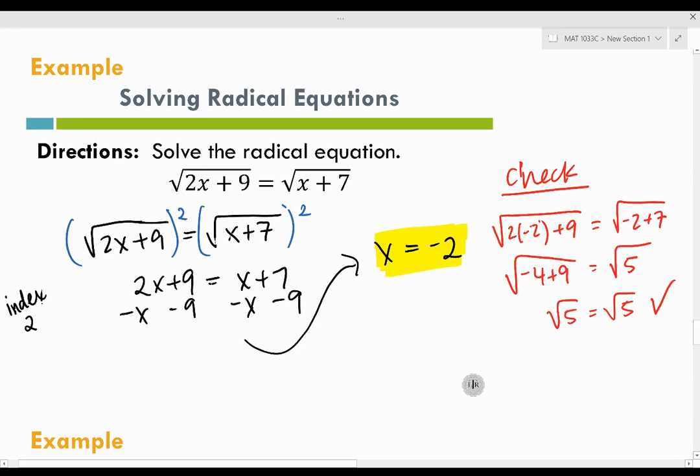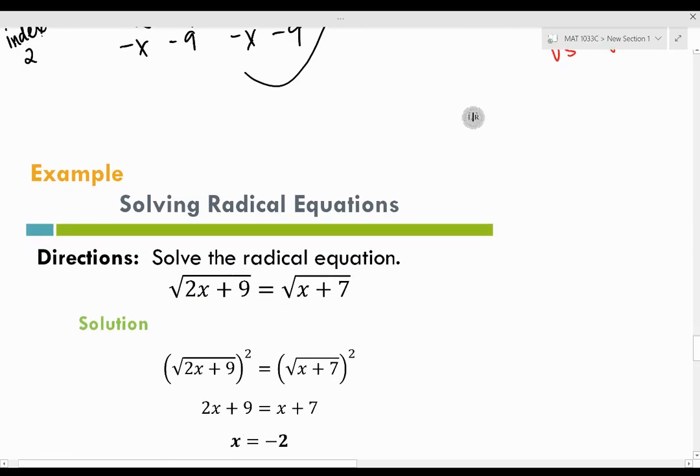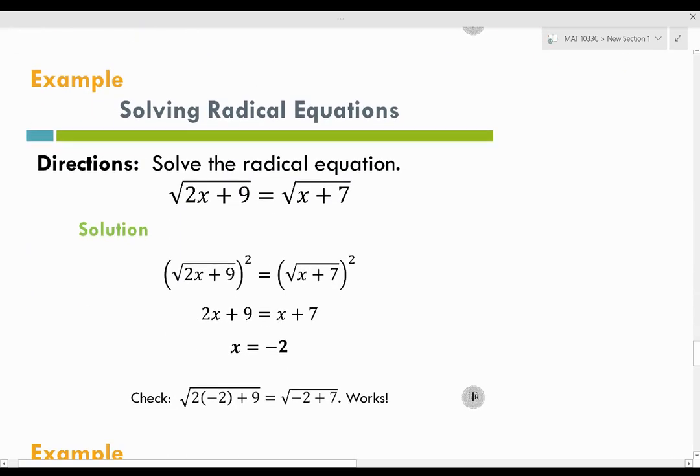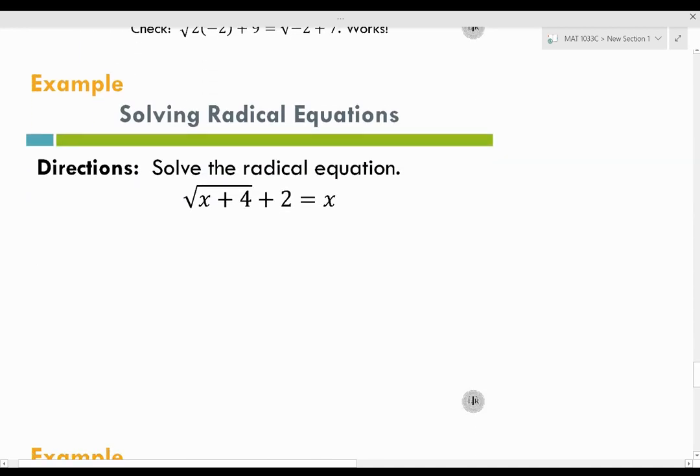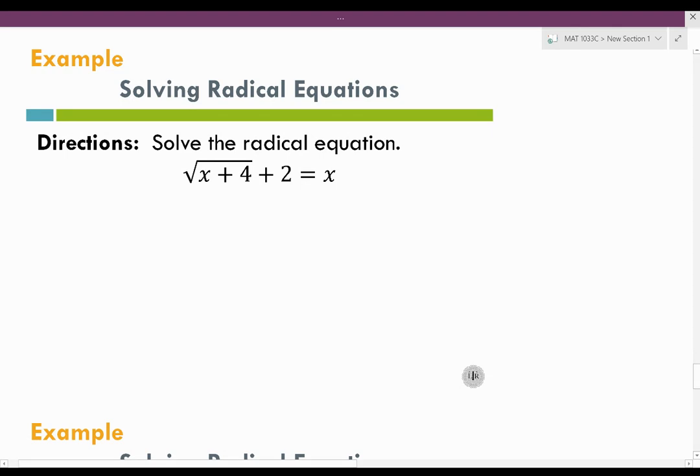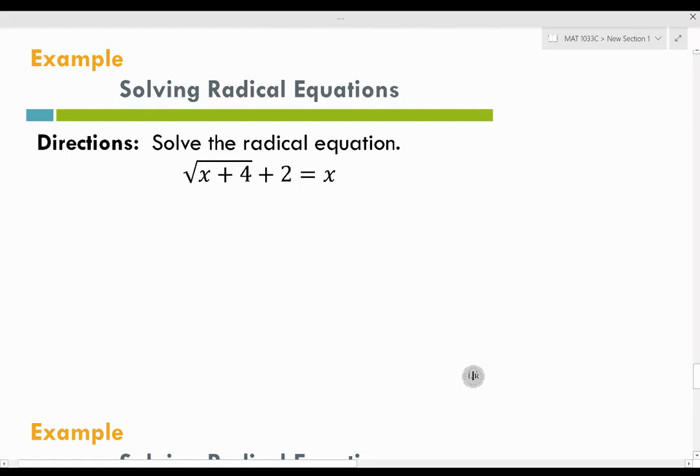Good. All right, let's see if we're right. And we are. All right, so let's try one more example. Same steps. We need to make sure that our radical is isolated.